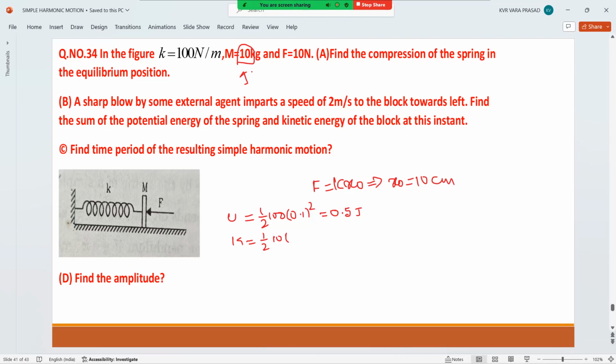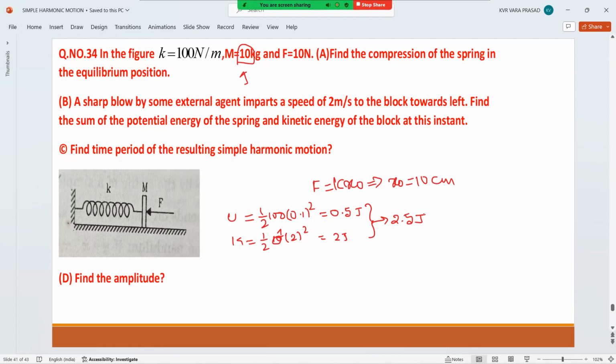Then kinetic energy equal to half m, that is 1, v square, 2 square. So this is equal to 4 by 2, it is 2 joule. So if you see the sum of these two, he's asking the sum of these two. Sum of these two equal to 2.5 joule. This is the mechanical energy of the spring block system. Okay.